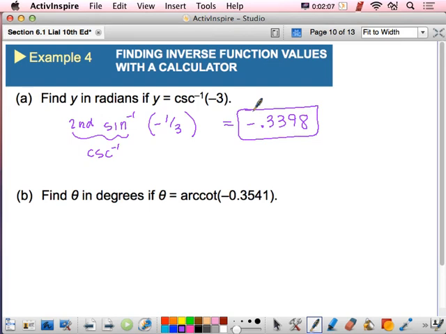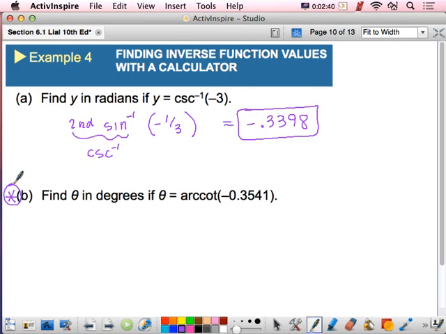Where you get into trouble is cotangent. Your calculator can handle every inverse trig function, but it cannot handle cotangent. It will mess cotangent up every single time. So we need to pay really close attention to this one right here. If we want to find theta in degrees, the first thing we need to do is switch our mode to degrees. And we want to find the arc cotangent of -0.3541.